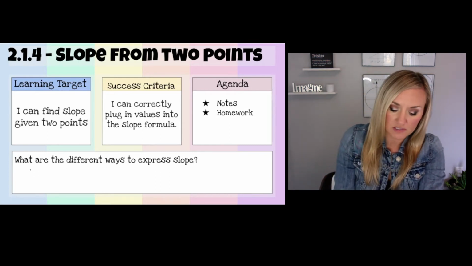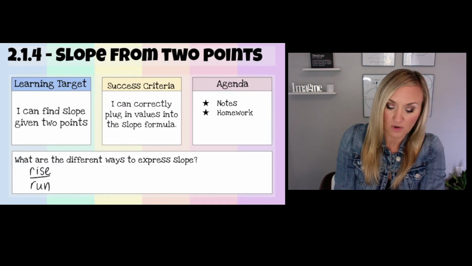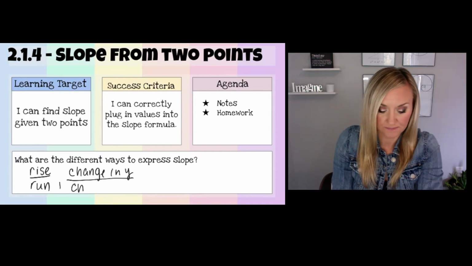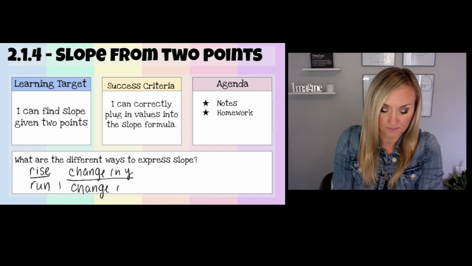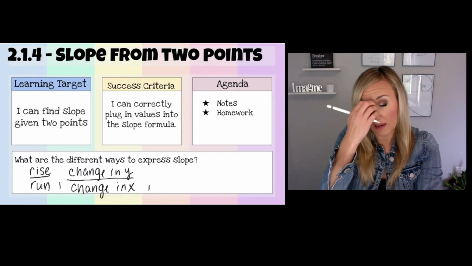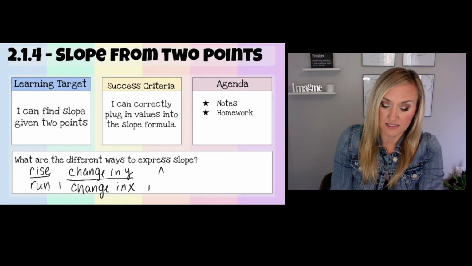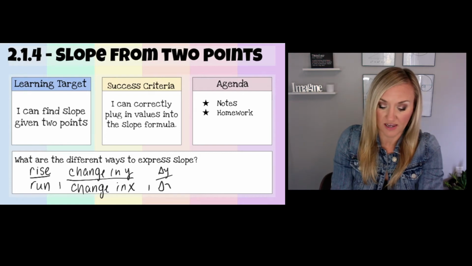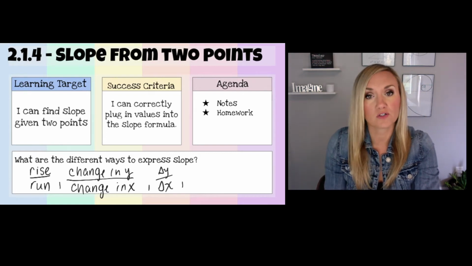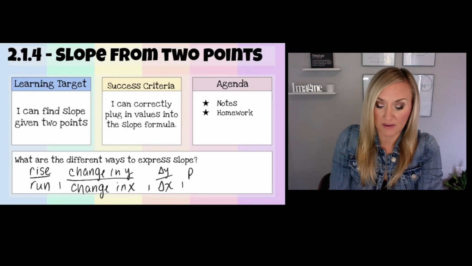So we talked about slope so far as rise over run, right? We have talked about it as the change in y over the change in x. We have written that as delta y over delta x. We've also talked about slope as how the pattern is growing.